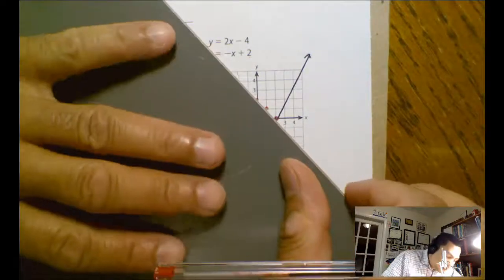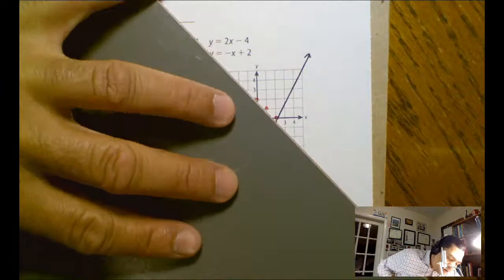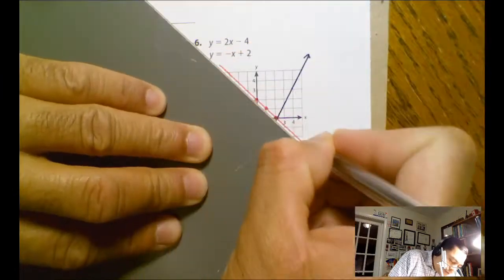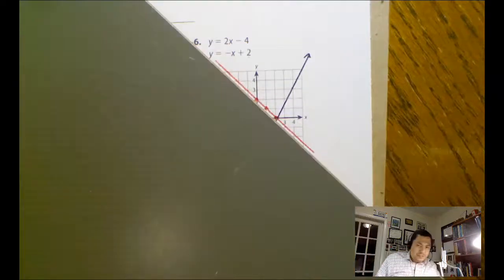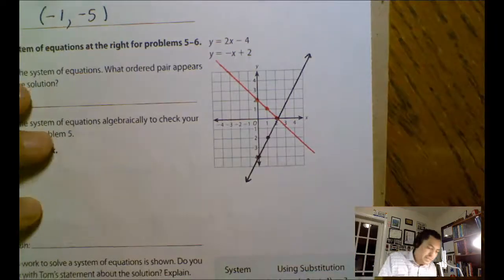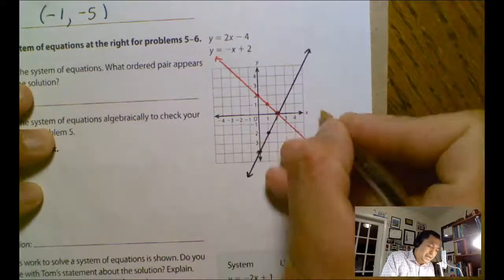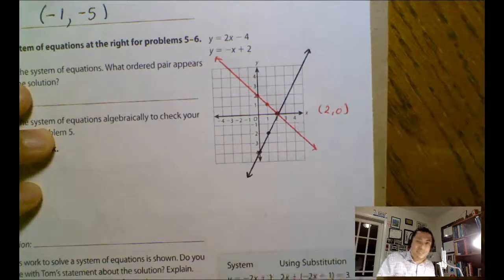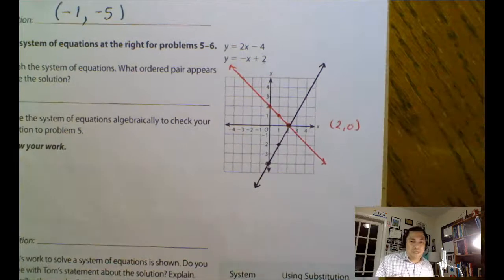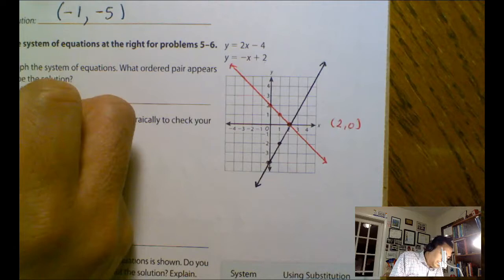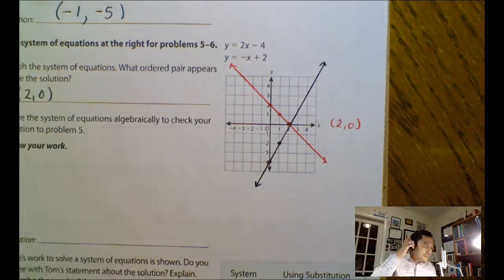So I'm going to use this thing as a ruler because I don't have one right now at hand. So it appears in this case, as you can see, that your solution to this system is at (2, 0). That's an approximation. So I'm going to write here the solution (2, 0). That's what it looks like.